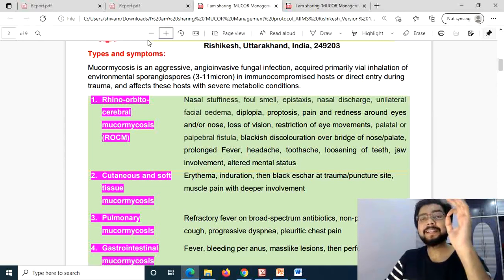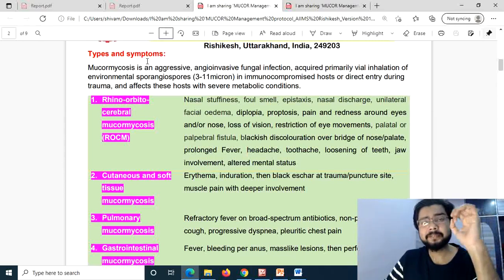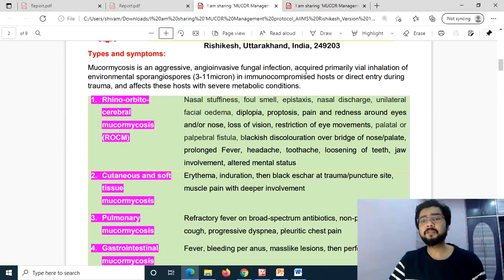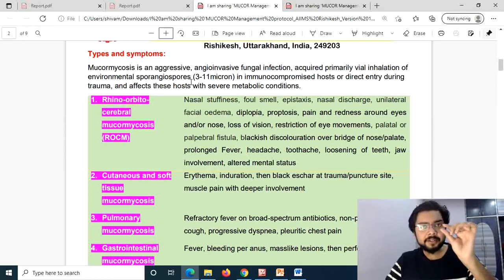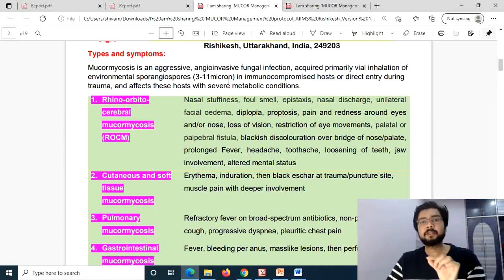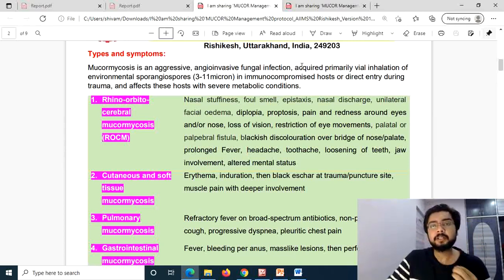Knowing a little about mucormycosis, which I think everybody knows, it is a very aggressive angioinvasive fungal infection which is acquired primarily by inhalation. How? By inhalation of environmental sporangiospores, which are very small, 3 to 11 micron, in immunocompromised hosts, not in everybody, or by direct entry during trauma, and then it causes infection.